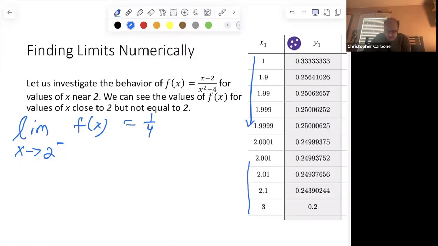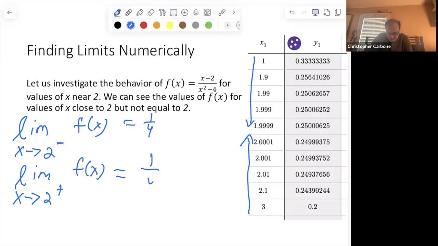Likewise, if we are going from the right-hand side, going from 3 down towards 2, the right-hand side will be denoted by a plus in that position of f of x. As we approach from that right-hand side, we see it goes from that 0.2, getting closer and closer and closer from the right-hand side, also to 0.25. So in this case, 1/4.